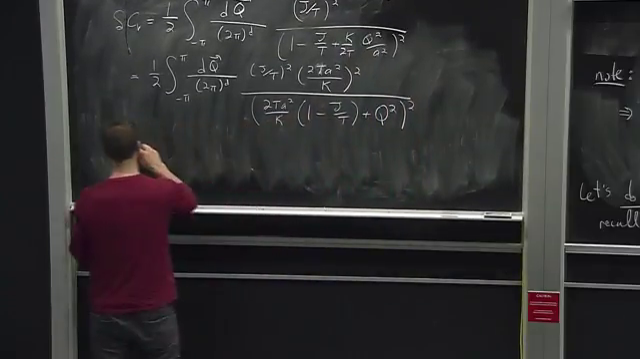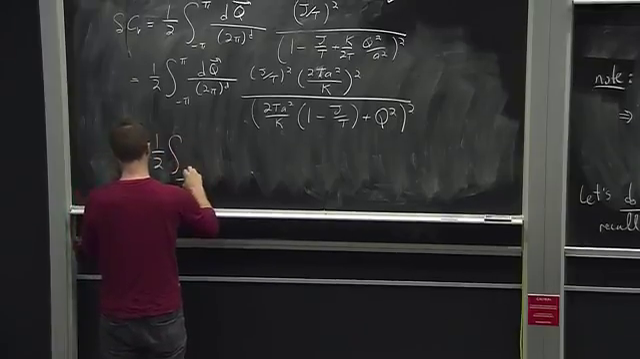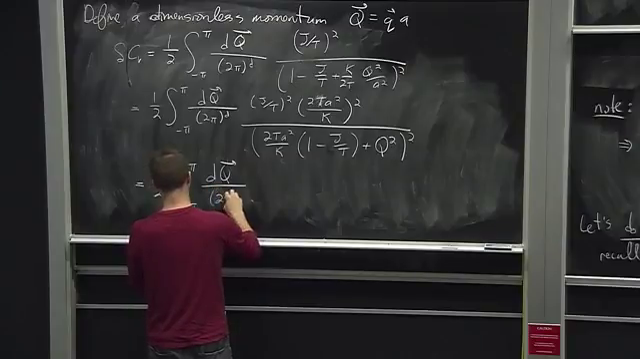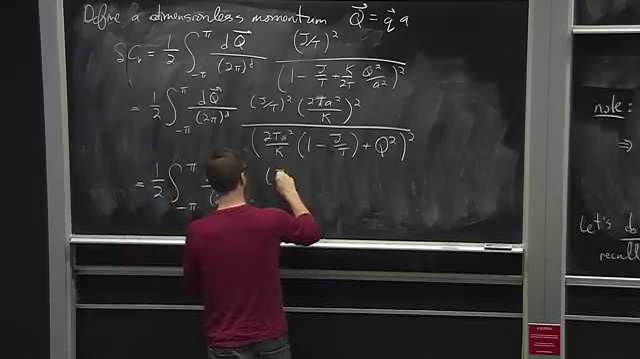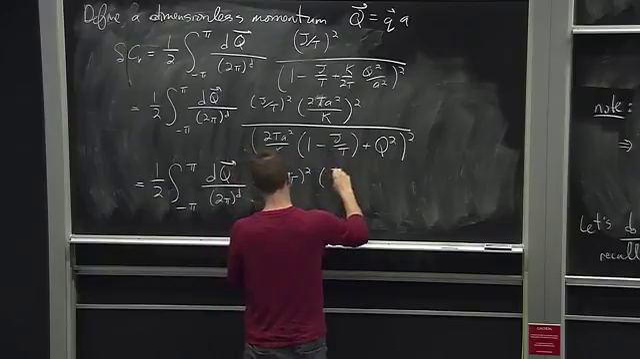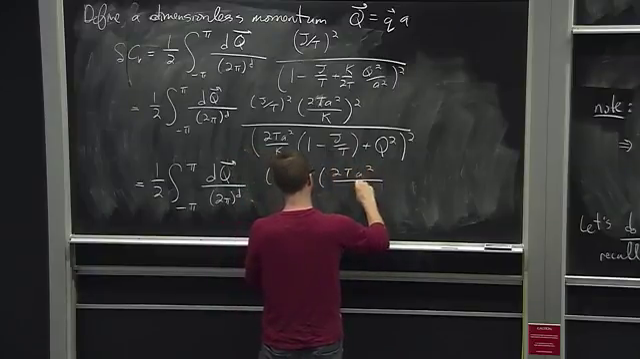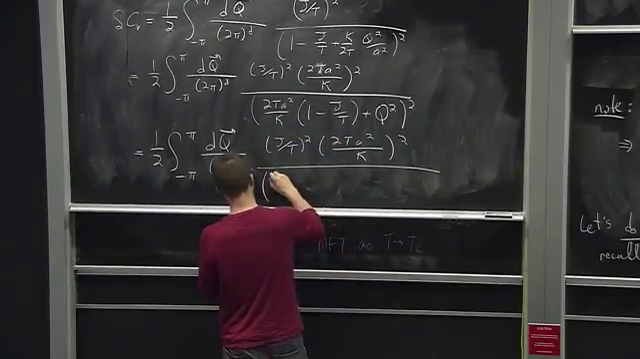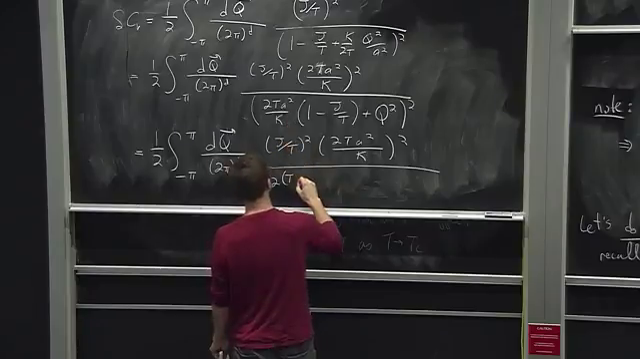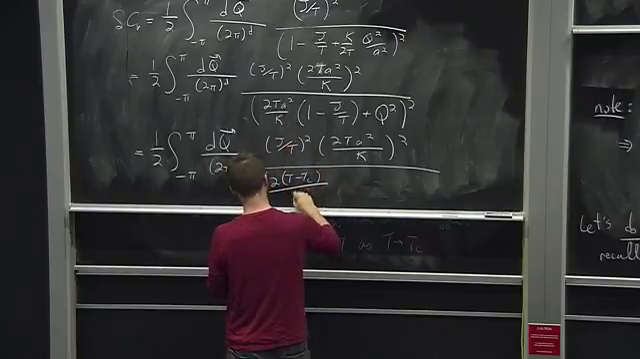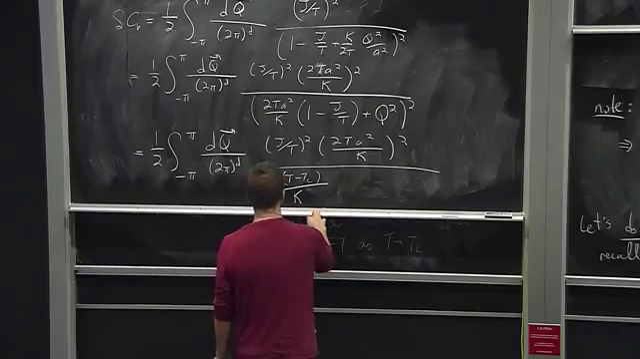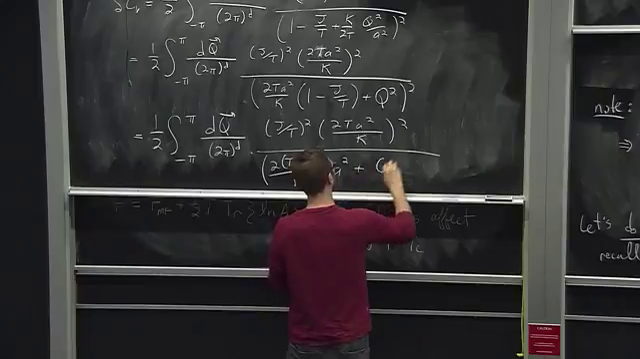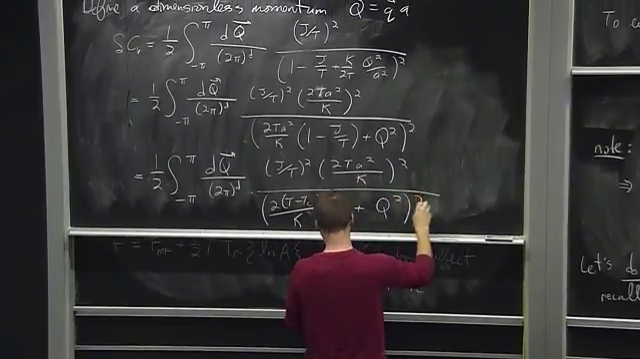Too many steps, maybe? So I have T minus TC from this, T minus TC, kappa. Okay, so I've used the J, the mean field solution. Q squared, okay.